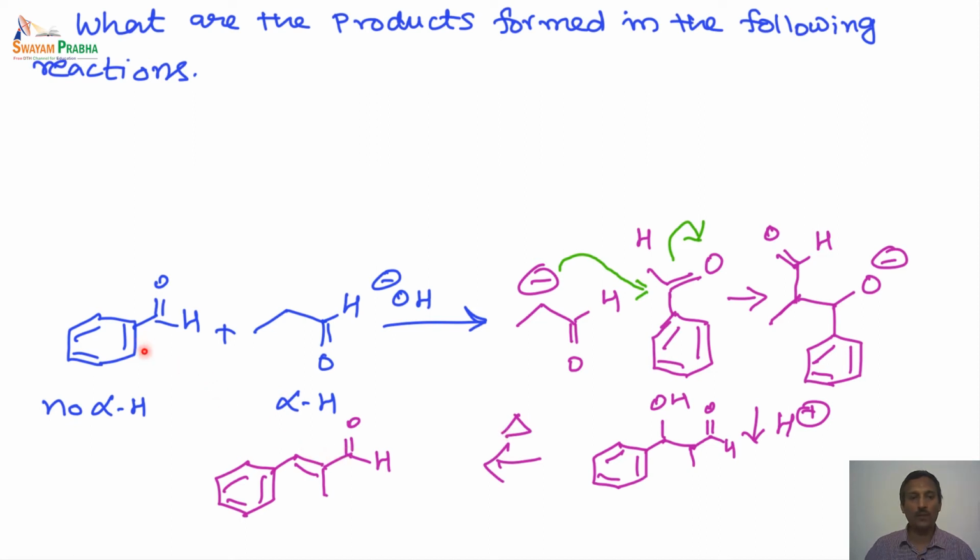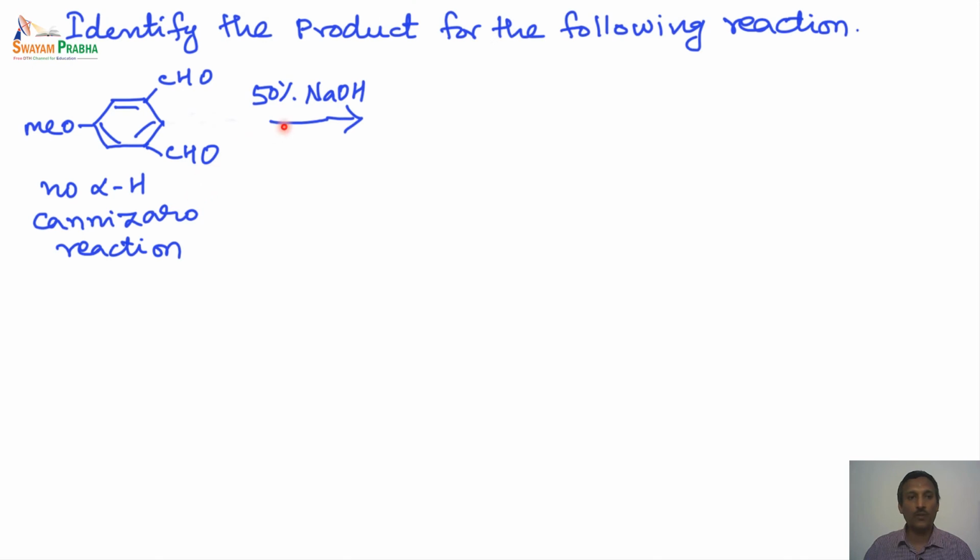So whenever we have to solve this kind of problem, what we have to look for is whether the starting material has the alpha hydrogen or it doesn't have an alpha hydrogen. Based on that, we can decide which type of reaction will take place. So when this aldehyde is treated with 50% sodium hydroxide, what will be formed? Here there is no alpha hydrogen, so this will undergo only the Cannizzaro reaction. So this is the hint we can get.